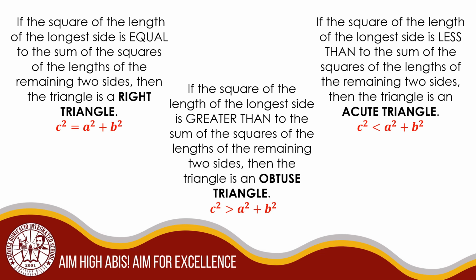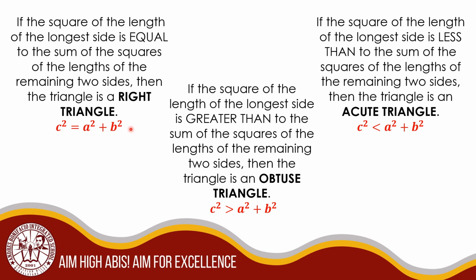So from the Pythagorean Theorem, you have learned that the square of the hypotenuse is equal to the sum of the squares of the legs. Notice that the hypotenuse is the longest side of a right triangle. If the square of the length of the longest side is equal to the sum of the squares of the lengths of the remaining 2 sides, then the triangle is a right triangle. The formula: c squared is equal to a squared plus b squared.